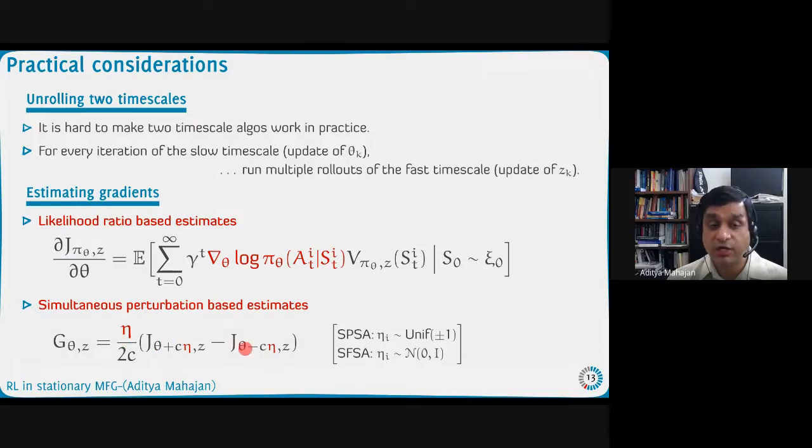These, for example, could be evaluated using Monte Carlo. Then this particular formula gives me an unbiased estimate of the gradient of the function. In particular, if I choose the vector of etas as uniform plus minus 1, this gives me simultaneous perturbation stochastic approximation. If I choose them as Gaussians, this gives me smooth functional stochastic approximations. This is useful if my policy was not differentiable with respect to the policy parameterization, then I can still use simultaneous perturbation-based estimates to get an unbiased estimate of the gradient.